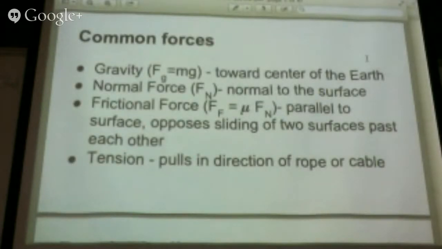These 4 forces, or some combination of these forces, will appear in the majority of the problems that we work. So they may not explicitly say this object has a gravitational force acting on it. We need to be able to tell, yeah, gravity, that's part of this problem.